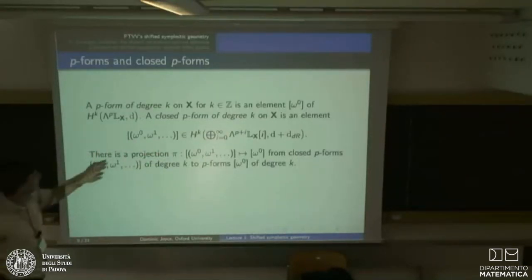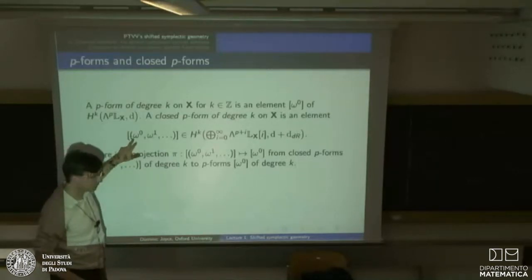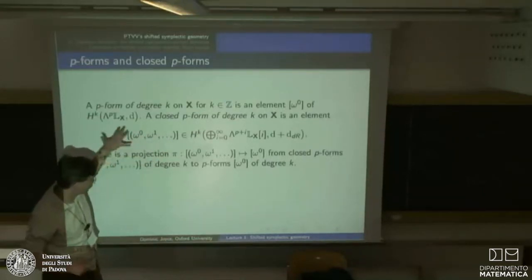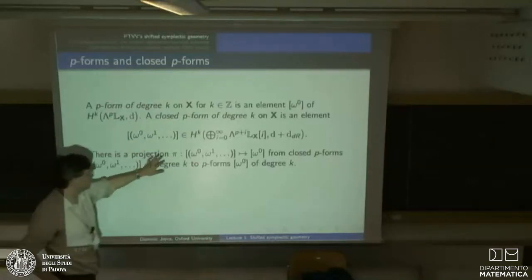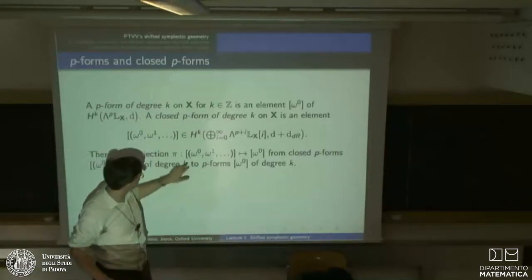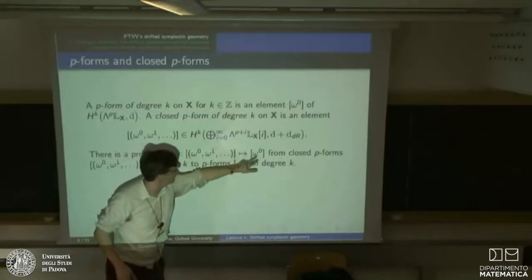So a closed p-form is a series of, in a sense, you have a p-form, and then a p plus 1 form which is correcting the p-form, a p plus 2 form which is correcting the p plus 1 form, and so on, a kind of infinite series. There's a projection from closed p-forms to p-forms, which just takes this series to its first term.